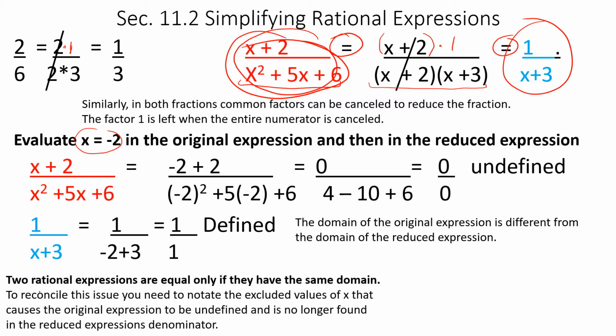Well, to reconcile this issue, you need to notate the excluded value of x that causes the original expression to be undefined and is no longer found in the reduced expression. So what you would do by notating it is you would take the reduced expression, which is the blue one, and you would say that the answer is 1 divided by x plus 3, but you have to denote that x cannot be -2. In other words, x can be anything except -2. And so that is the slight difference of what you have to do when you're simplifying your rational expressions. All right, we're going to do some more of these.